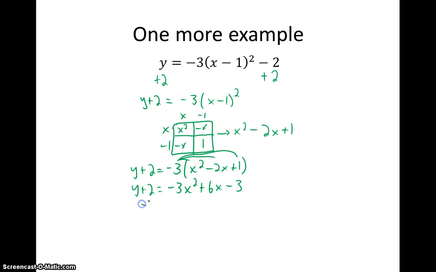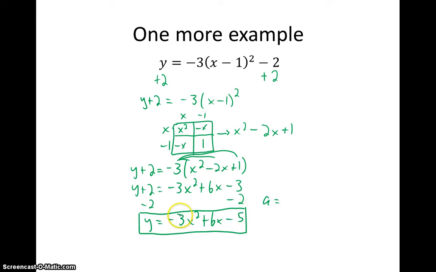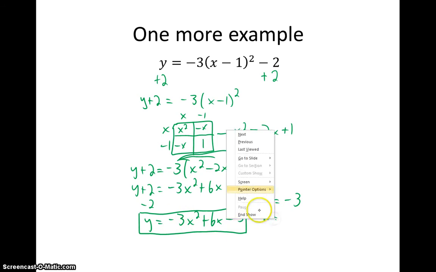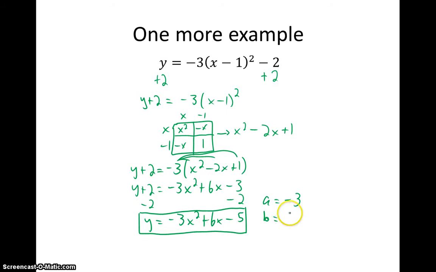Last step here is to subtract that 2 from both sides. And I end up with y equals negative 3x squared plus 6x minus 5. Once again, let's label out the a, b, and c here. A is negative 3. Notice it's not negative 3x squared. It's just the number in front. And then my b value here is 6. And my c value is negative 5. So I got my a, b, and c value there.